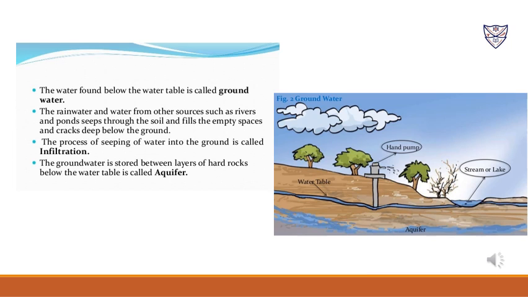The water found below the water table is called groundwater. So this groundwater is collected because of the rain which is falling. The rainwater and water from sources such as rivers and ponds seeps through the soil and fills up the empty spaces and cracks deep below the ground, and that is what forms a store of water. This process of seeping in is called infiltration. This groundwater is stored between layers of hard rock below the water table, and that is an aquifer. So whenever we need water, we can dig deep and collect it using hand pumps.